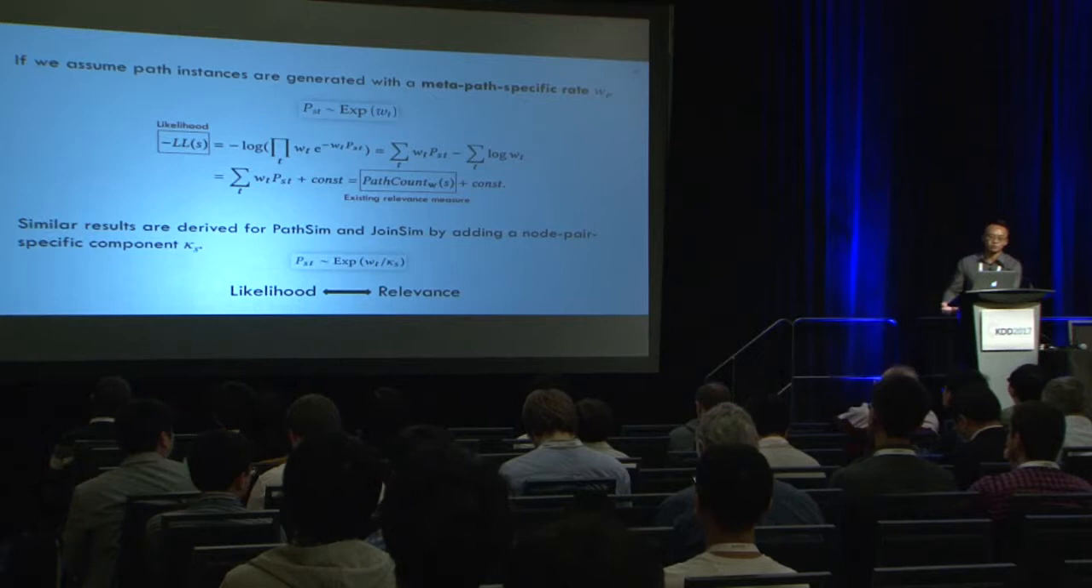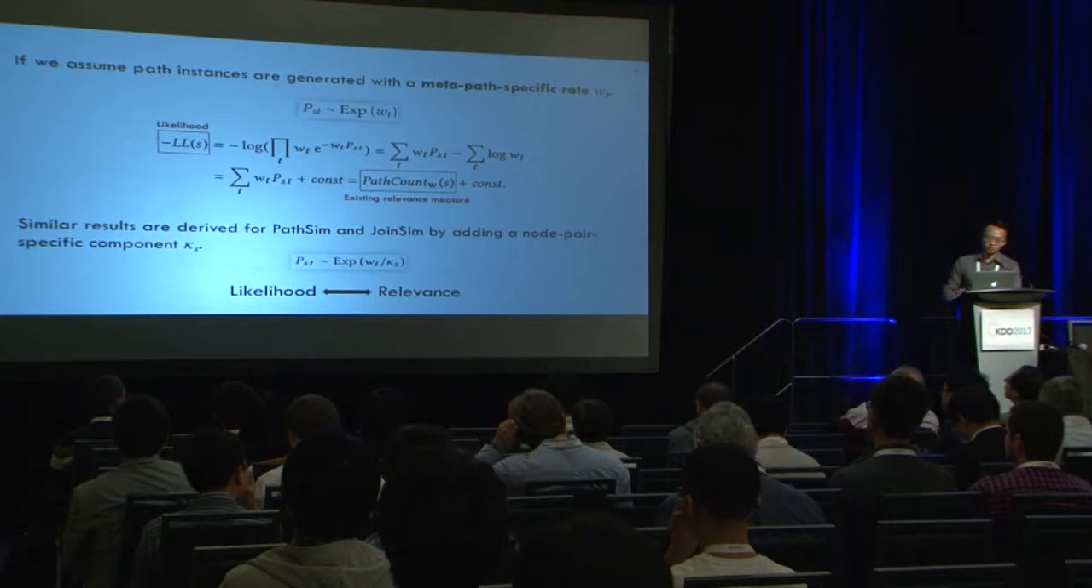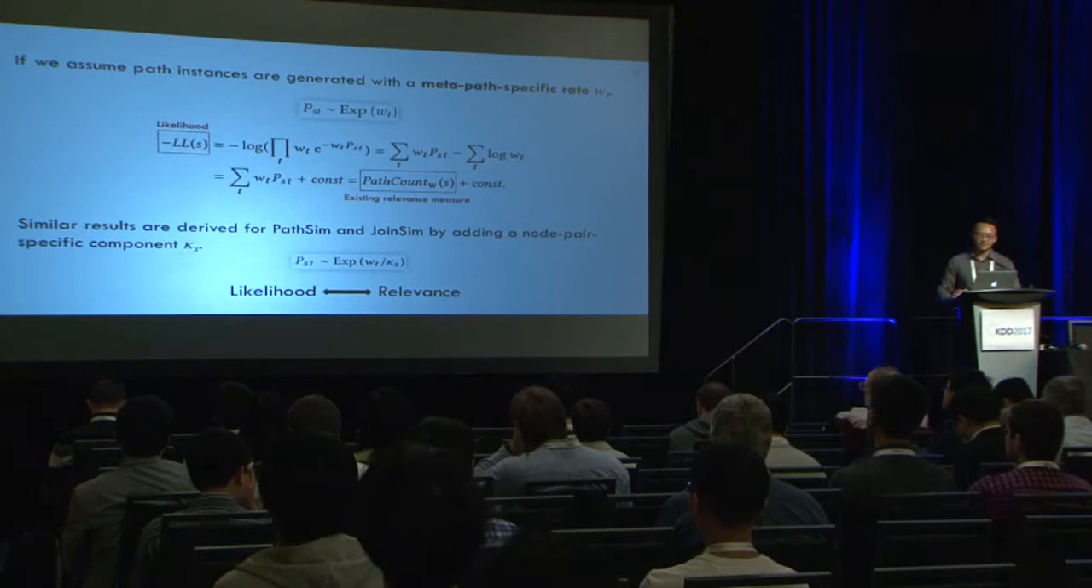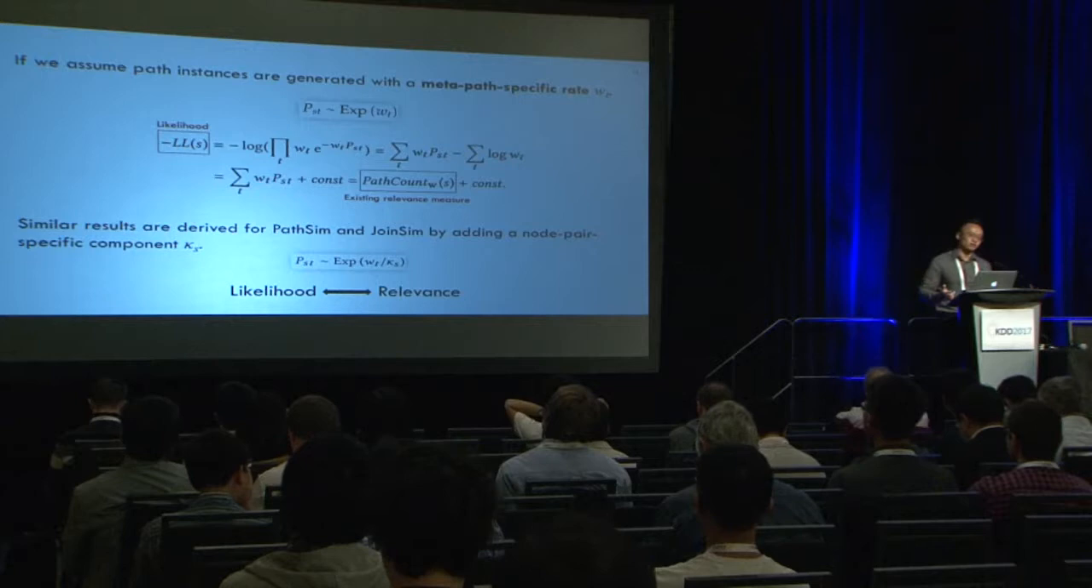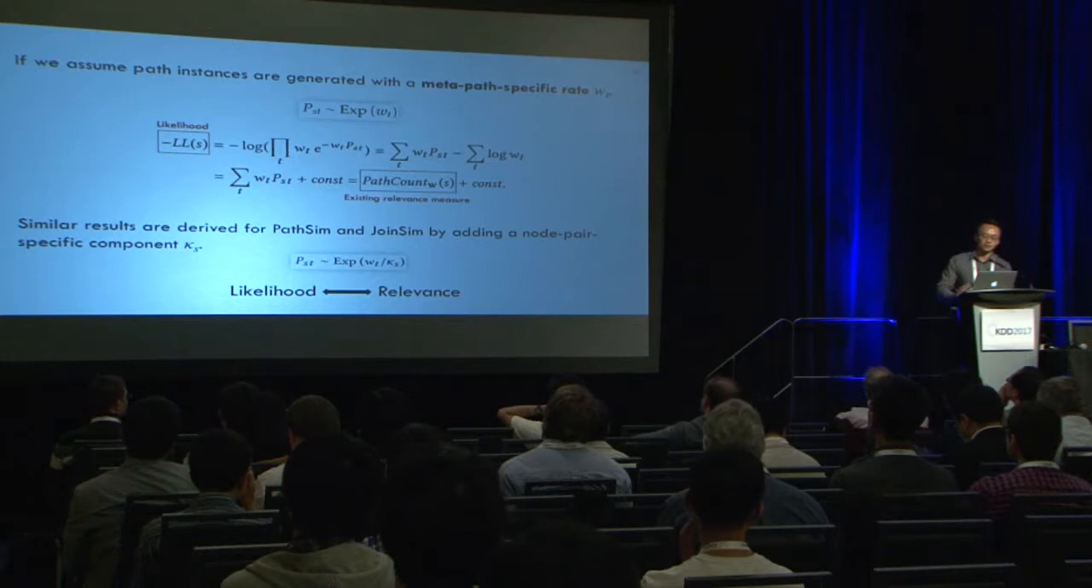And we can actually derive similar results for path sim and join sim by adding a node pair specific component kappa S. And all this computation actually gave us a connection between likelihood and relevance. In other words, this gave us a probabilistic interpretation of the path-based HIN relevance measures.